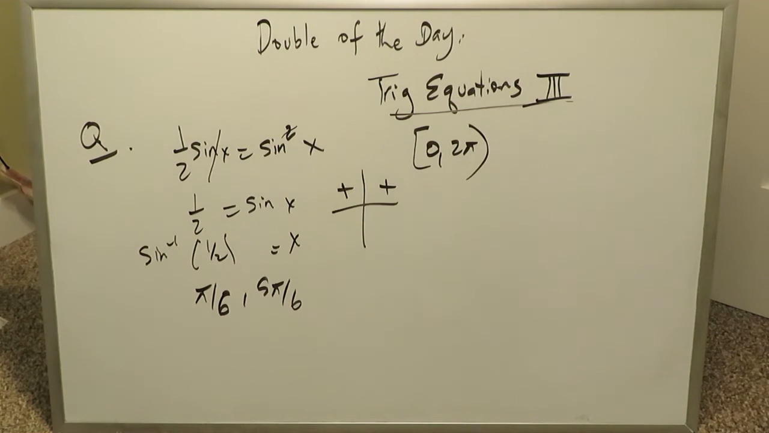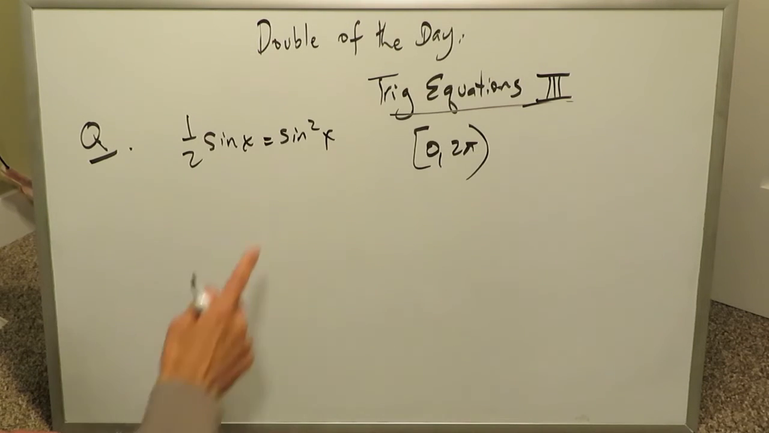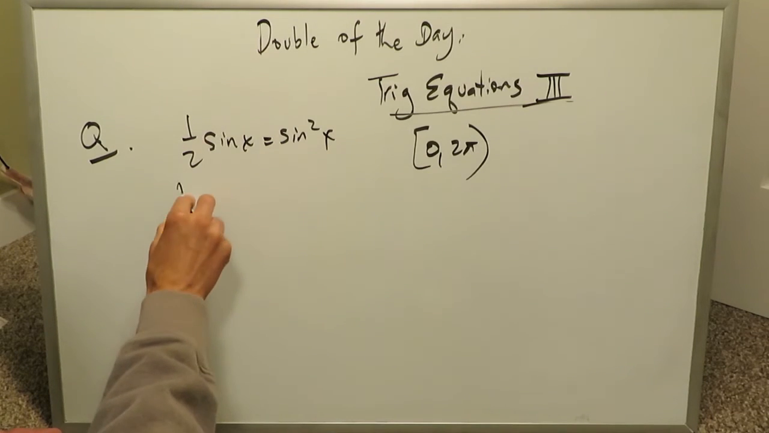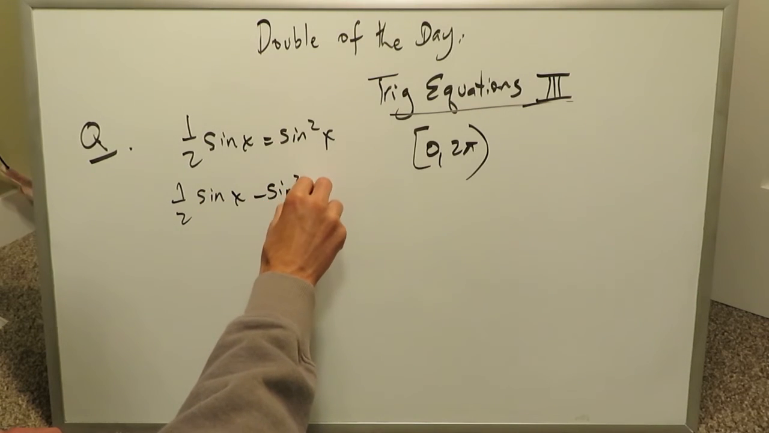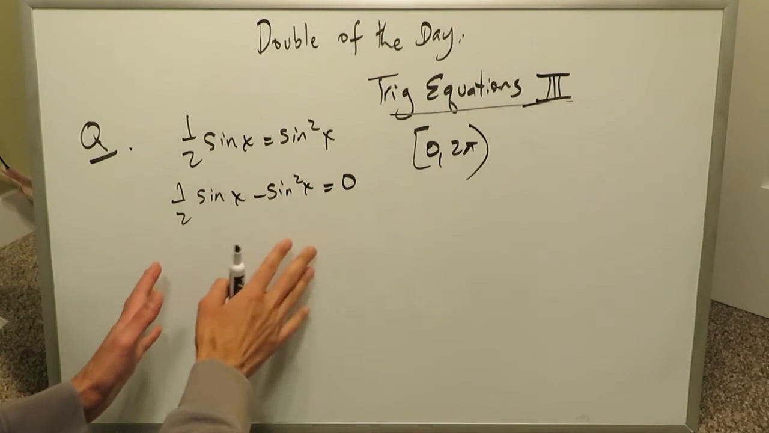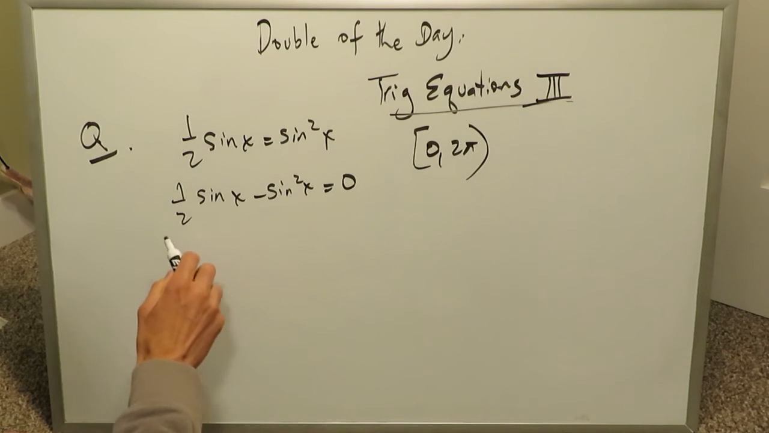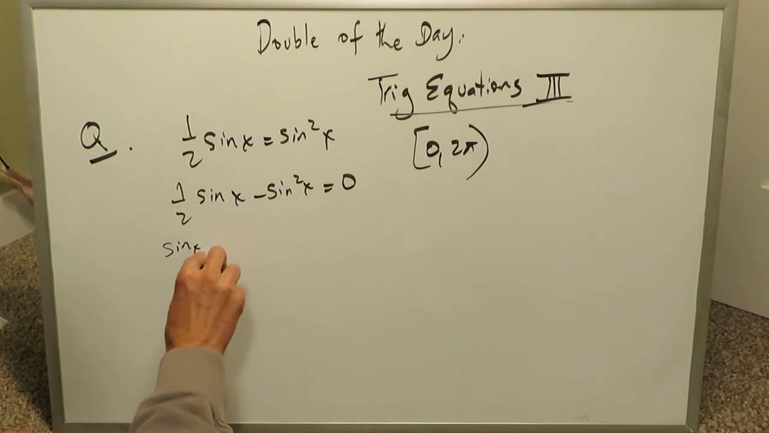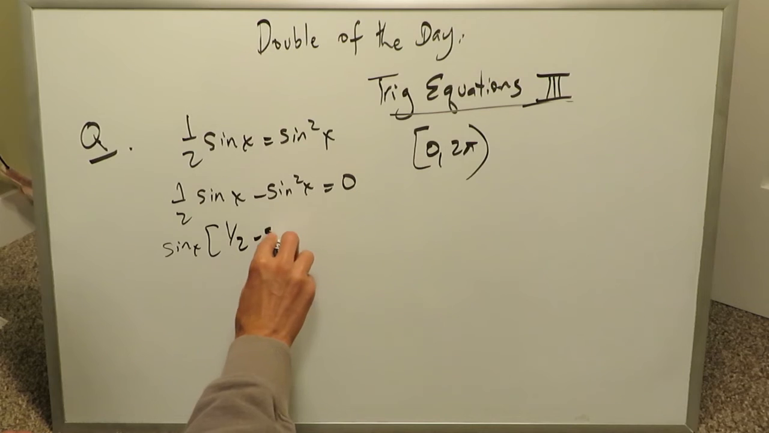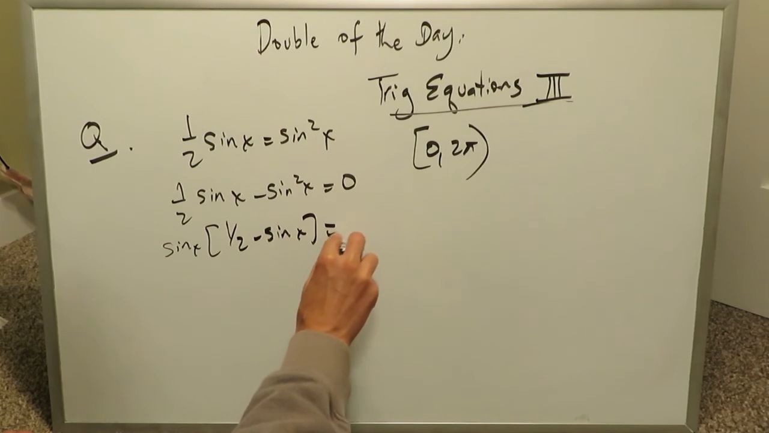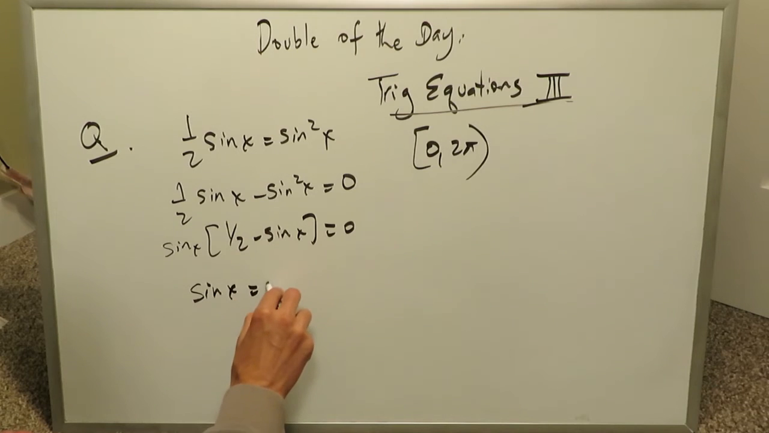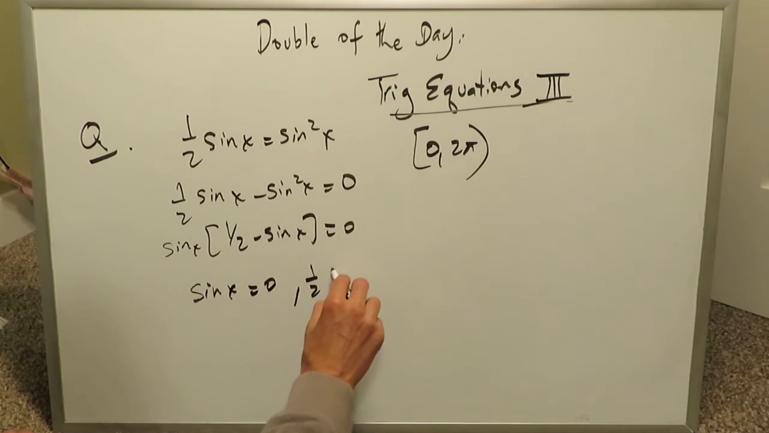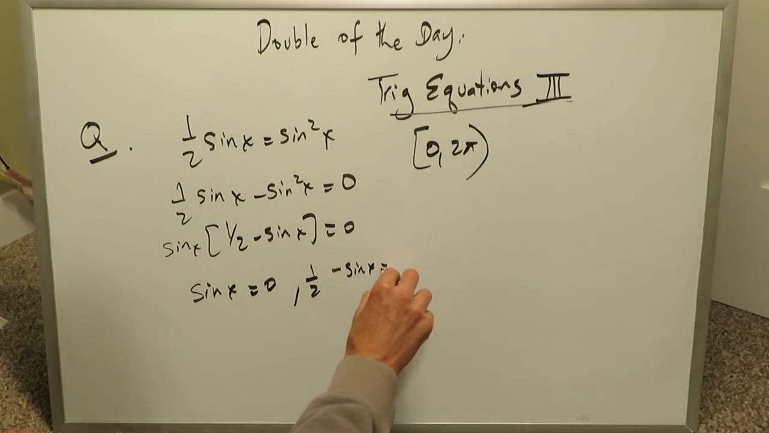So you have to do this in the right way. The right way is not to cancel things out, but bring everything onto one side of the equation and make this into a quadratic equation or a quadratic-like equation, and now isolate sine x and see how things will play out. You'll have half sine x minus sine squared x is equal to 0. Separate everything into 2 separate equations. Sine x is equal to 0 and half minus sine x is equal to 0.